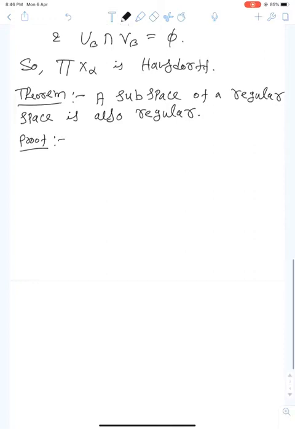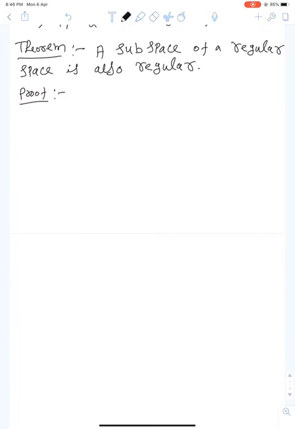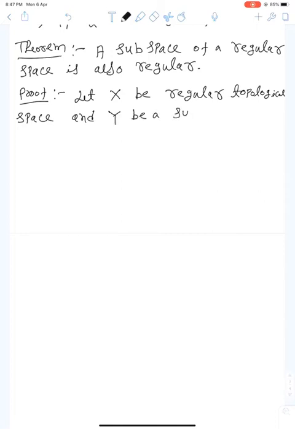This proof is also simple, just use the basic definition. So first of all, let X be a regular topological space and Y be a subspace of X. So first of all, we need to show that any single point set in Y is closed, and this is trivial, right?